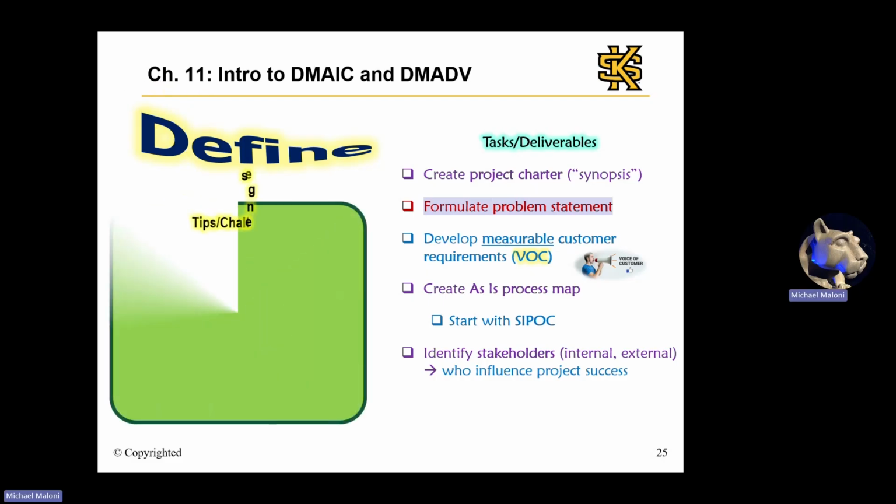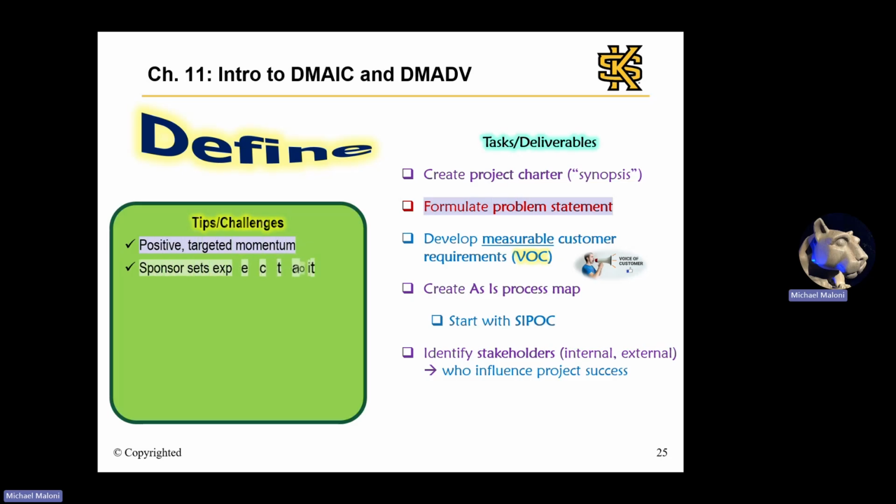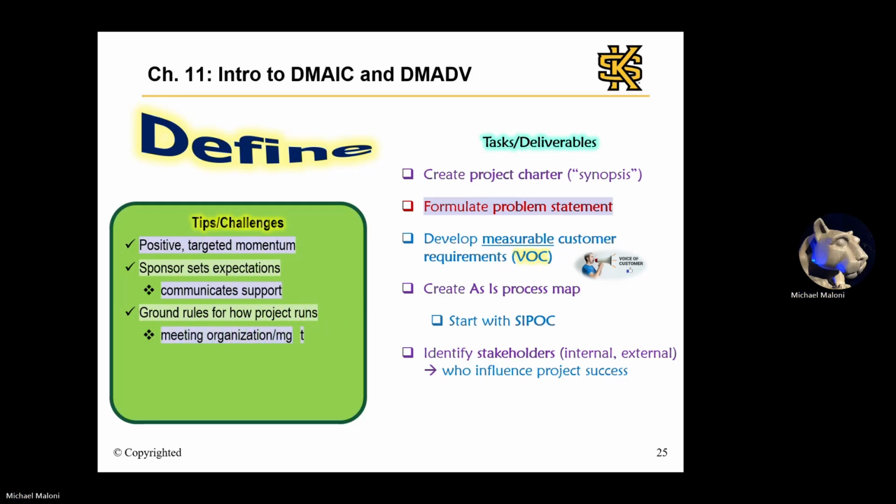As tips and challenges in the define stage, the sponsor and team should look to create positive, targeted momentum. And also, the sponsor should set clear expectations and communicate their support. And we should also establish the ground rules for how the project will run, including meeting organization and management, communication, and team responsibilities, such as the scribe and the timekeeper.